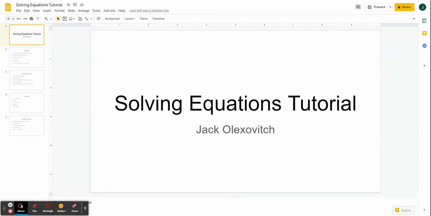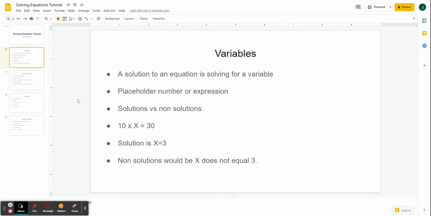The first thing I'm going to go over in algebra tutorials is solving equations. Solving equations is a fundamental part of all algebraic subjects. So the first thing you need to understand when solving an equation is what a variable is. In most equations, the solution is actually solving for a variable.